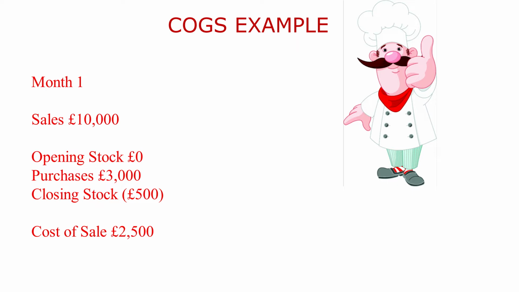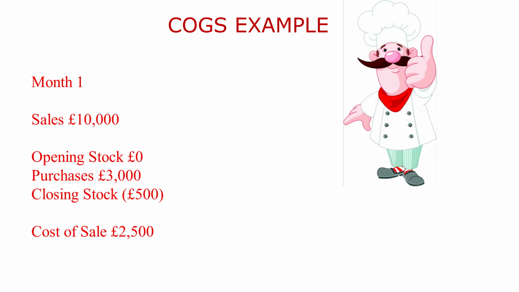Now when he's come to the end of the month, he's done a stock check and counted that he has £500 worth of stock on hand. So now when we're working out the cost of sales figure, the actual cost to Bob's business to generate £10,000 of revenue is £2,500.